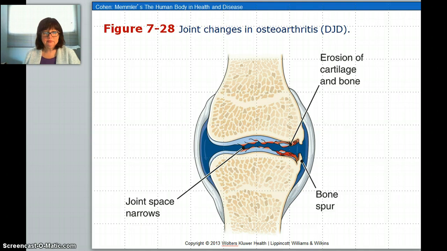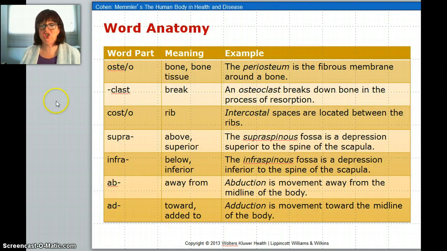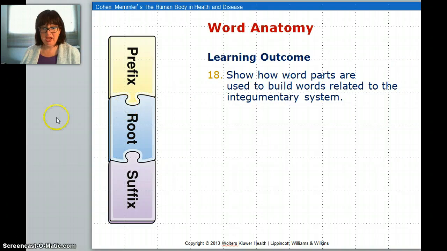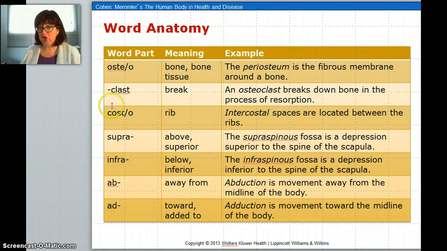Okay. Good. That is pretty much that. Please pay attention to the word parts. Osteo means bone, and then you have cartilaginous or condyle. Clast means to break. Costa, like intercostal, is ribs. Supra is above. Infra is below. Ab is away. Ad is toward. And that's enough of chapter 7.